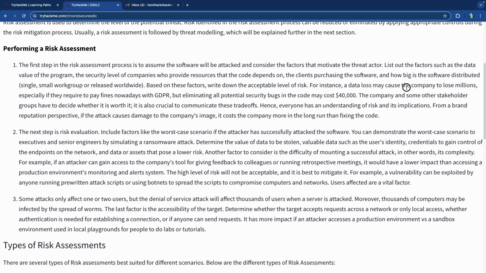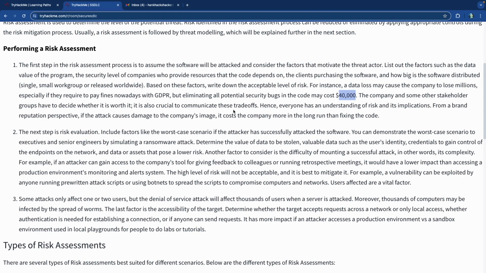So a data loss may cause the company to lose millions, especially if they are required to pay fines under the General Data Protection Regulation. Eliminating all the potential security bugs in a code can cost $40,000. So the company and some other stakeholders have to decide if it's worth it or not, and you've got to communicate those trade-offs. So if you wanted to fix whatever the vulnerability is that would cause data loss, it would cost $40,000. Is it worth it to spend the $40,000 to fix that thing?